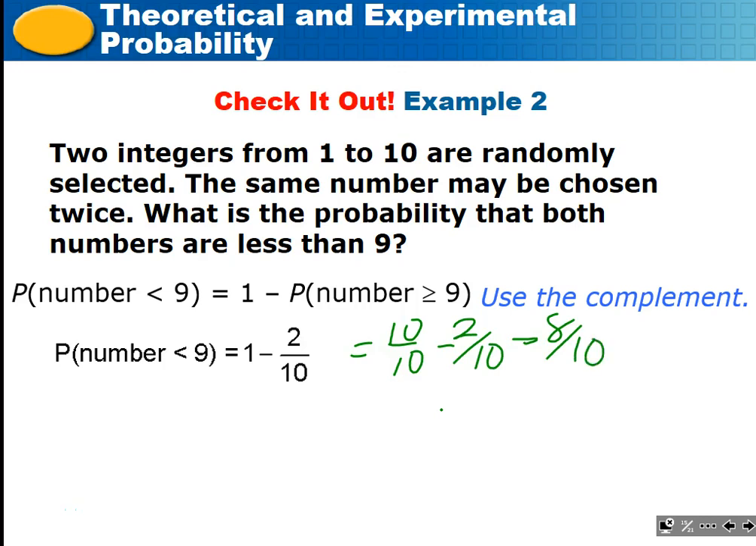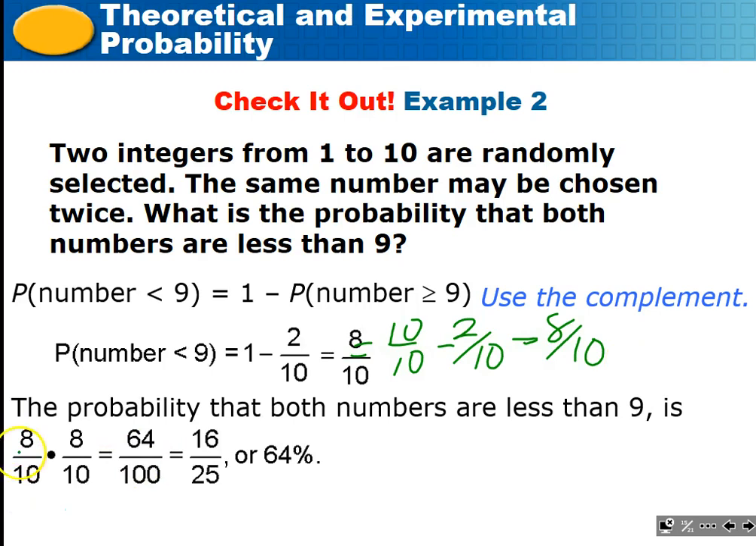Right? So we get 8 over 10. That can be reduced to 4/5, right? So then we're going to multiply that 8 over 10 times 8 over 10 because it says that we are going to choose two integers, and we can choose the same number twice.